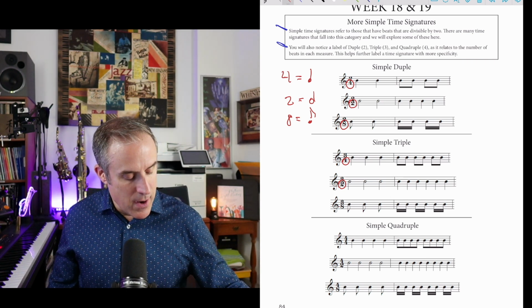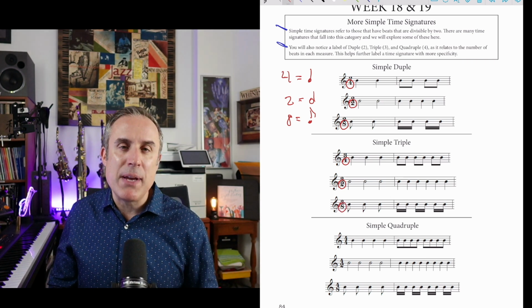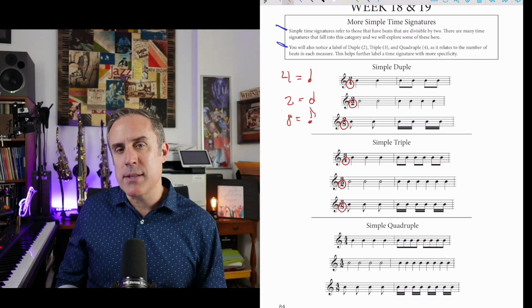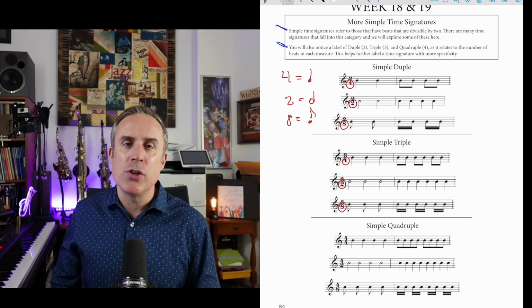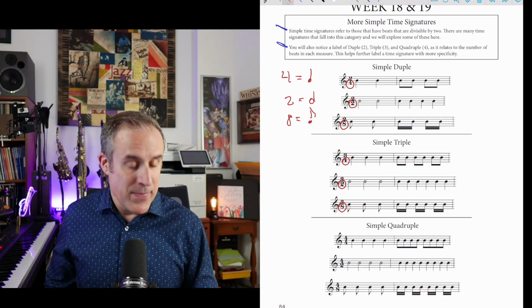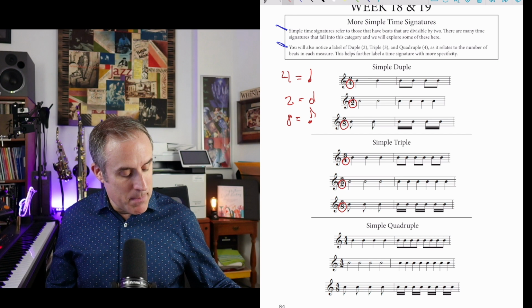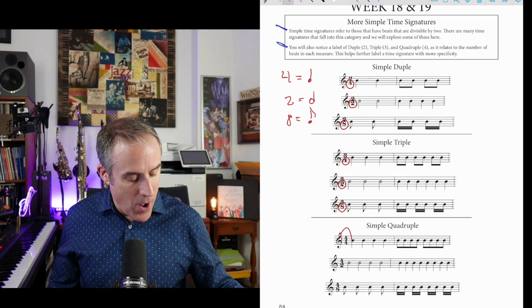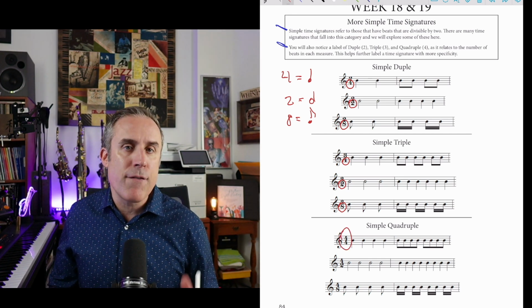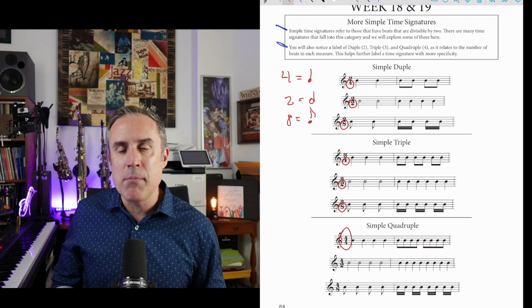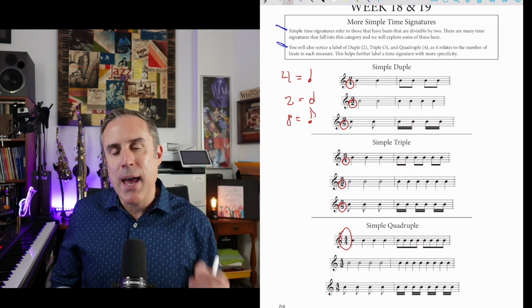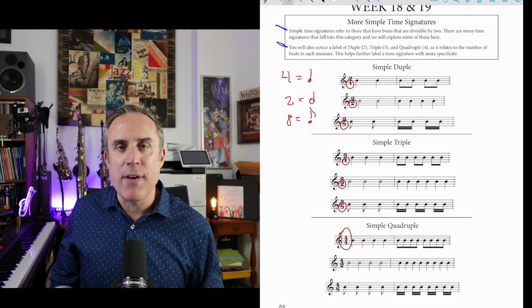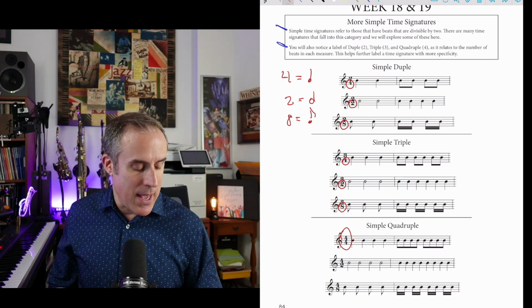And the third one here, 3/8. There are 3 beats in the measure. The eighth note gets the beat, and the eighth note is divided into 2 16th notes. And our last category, simple quadruple. We know that common time, there it is, 4/4 time. There are 4 beats in the measure. The quarter note gets the beat. Every single one of those 4 beats can be divided into 2 equal eighth notes.